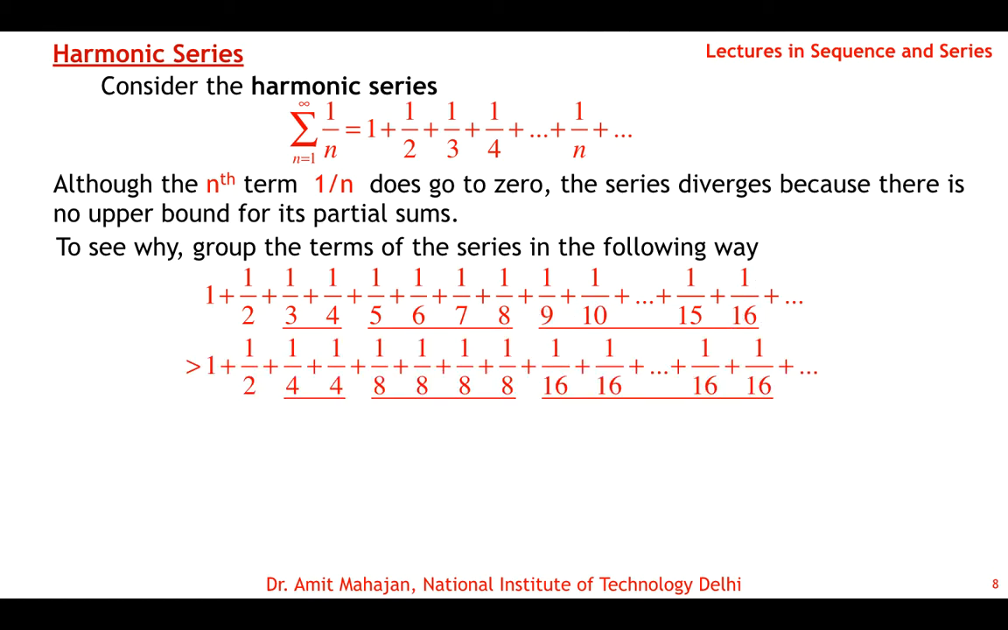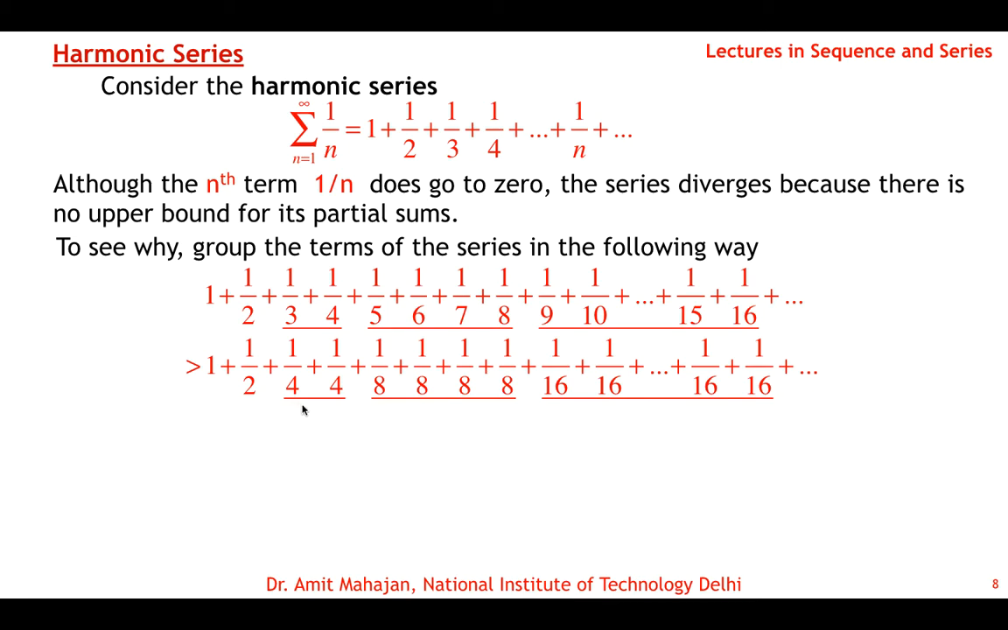Similarly, all these terms, 1 by 9, 1 by 10, up to 1 by 15, are greater than 1 by 16. So we can write that this sum is greater than 1 plus half plus these two: 1 by 3 is greater than 1 by 4, and 1 by 4 is already 1 by 4. For these four terms, each term is greater than 1 by 8. For the next 8, each term is greater than 1 by 16. For the next terms up to 1 by 32, each term will be greater than 1 by 32. Then for the next terms, each term will be greater than 1 by 64, and so on.